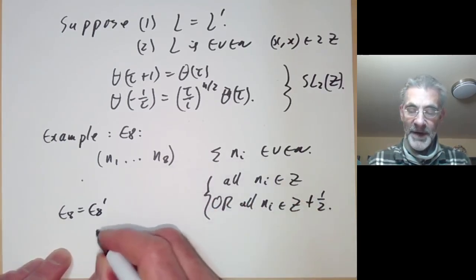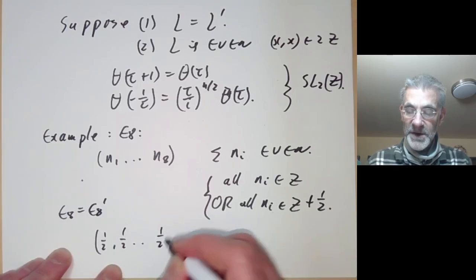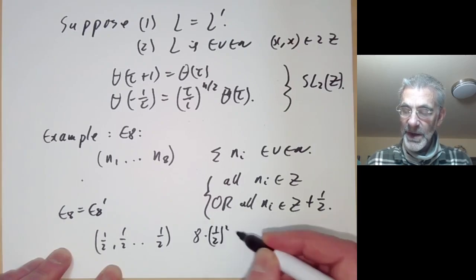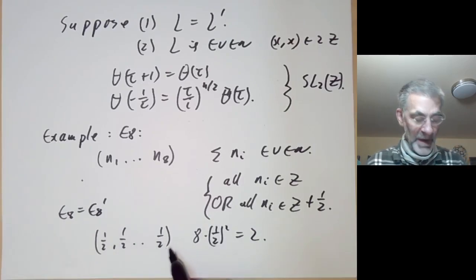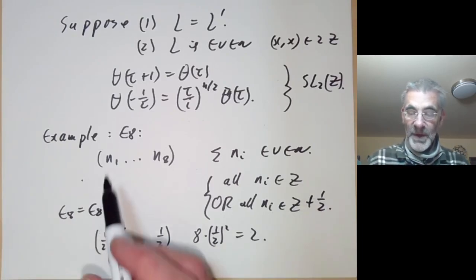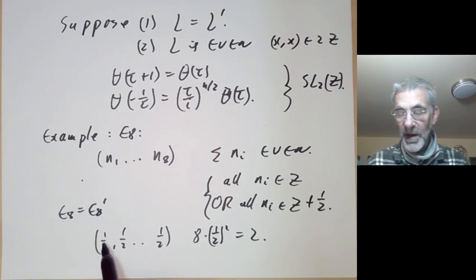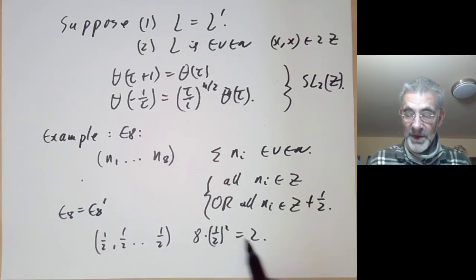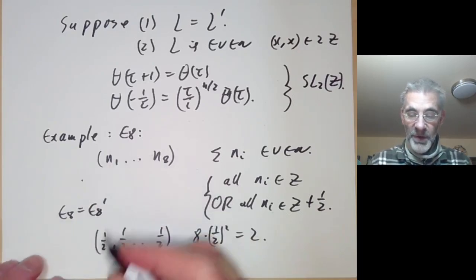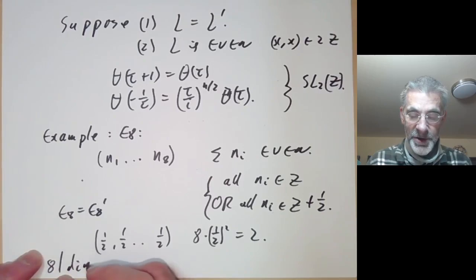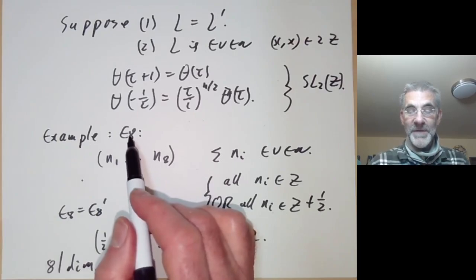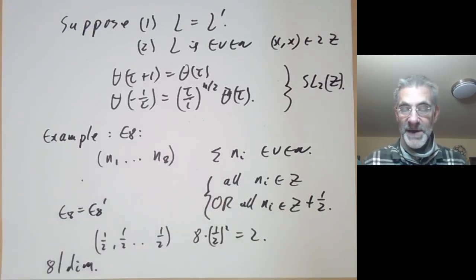For example, if you take the vector consisting of all the halves, then this is norm 8 times a half squared, which is equal to 2, which is even. And similarly, you can check that if all the coordinates are integers plus a half, then the norm is still going to be some sort of even integer. So this works provided 8 divides the dimension. So we can in fact do this in any dimension divisible by 8, and we can get lattices E16 and E24 and so on.